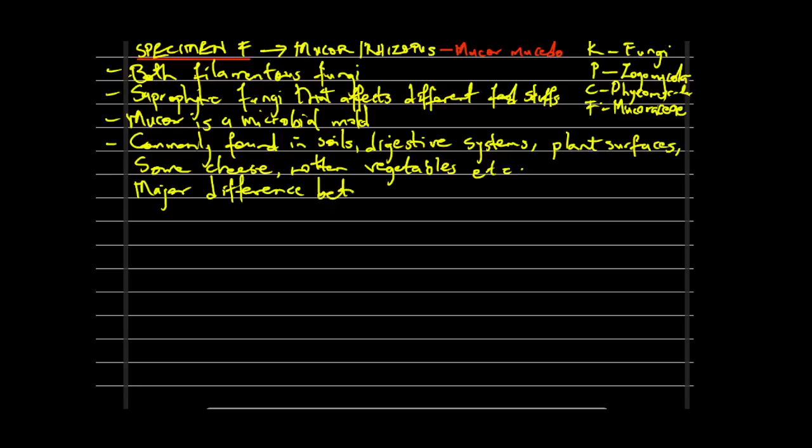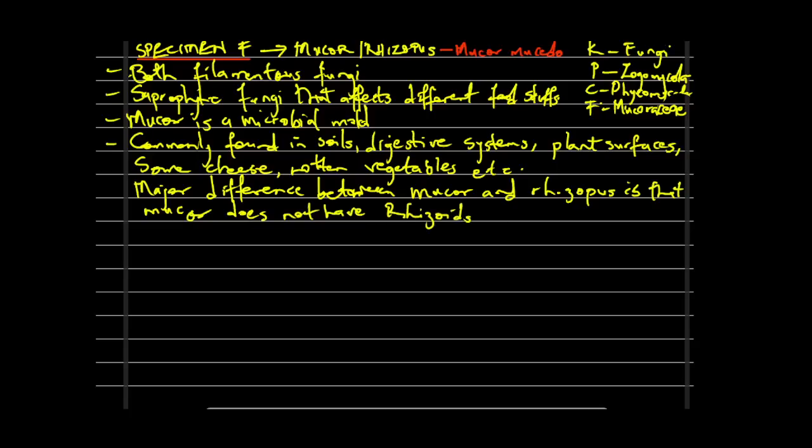Major difference between Mucor and Rhizopus is that Mucor does not have what we refer to as the rhizoids and stolon. So I have taken the liberty of getting some charts that can help to understand the differences between them.